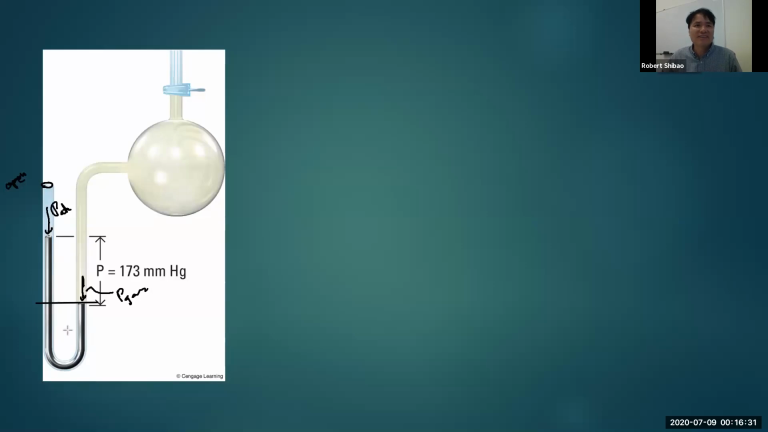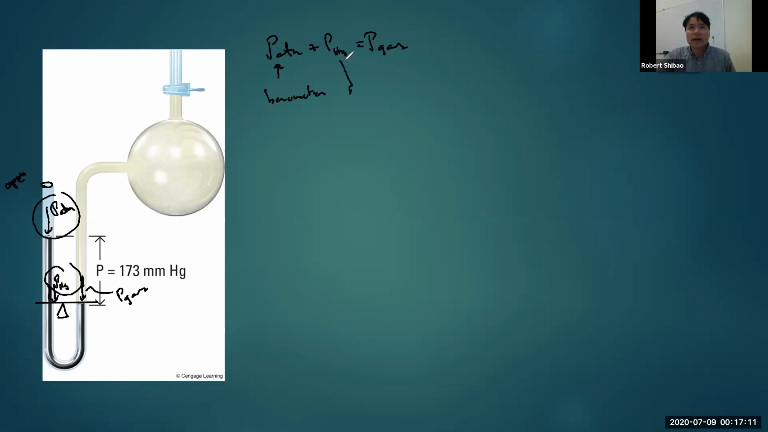Okay, now when we do that, we take a look at this. Now it's balanced, but we have to add this bit of mercury here, the pressure of the mercury. And so if I take the pressure of the atmosphere plus the pressure of the mercury, that's going to equal the pressure of the gas. The pressure of the atmosphere I get from the barometer.